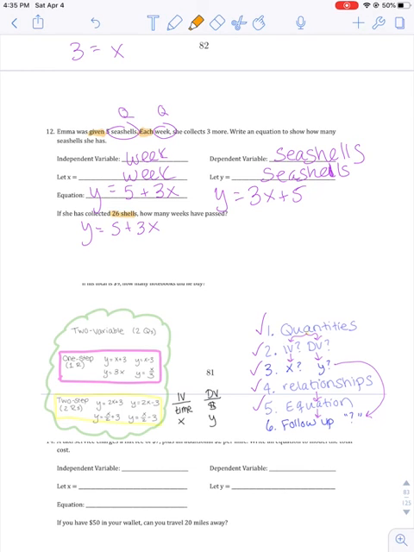I need the equation for that. And it says she has 26 shells. Shells is y. 26 equals 5 plus 3x. For a 2-step equation, you have to add or subtract first, then multiply or divide. So subtract 5. I get 21 equals 3x.